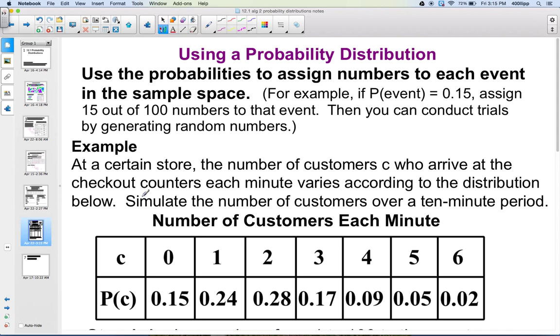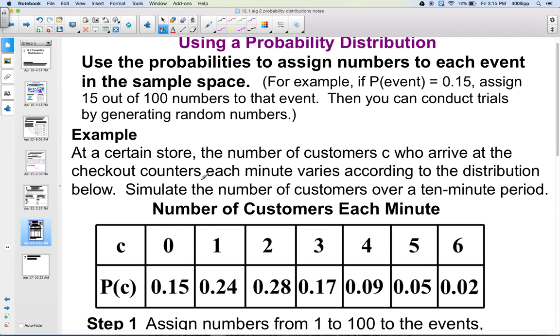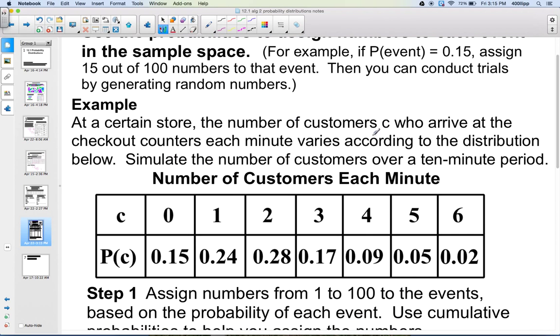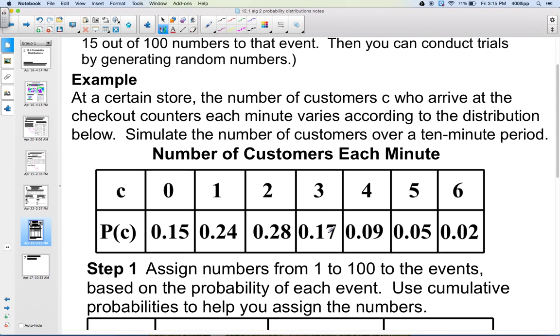It says, at a certain store, the number of customers C who arrive at the checkout counter each minute varies according to the distribution below. So this is saying the probability of having 0 people at the register is 15%, or 0.15. Having 1 person would be 0.24, or 24%, and so on. This is the number of customers C, and this is the probability.